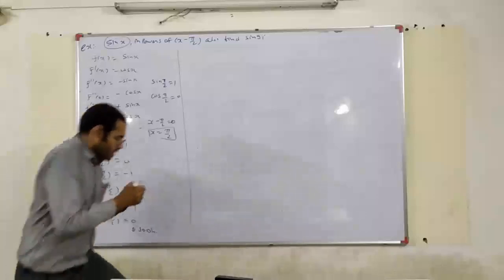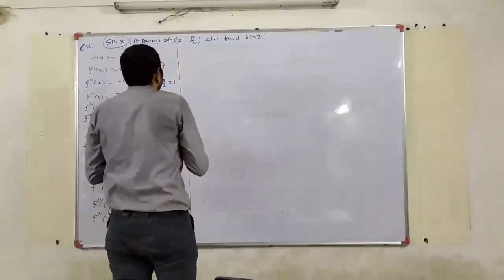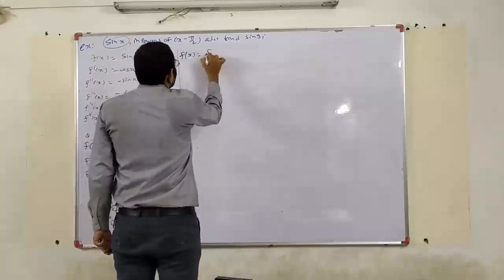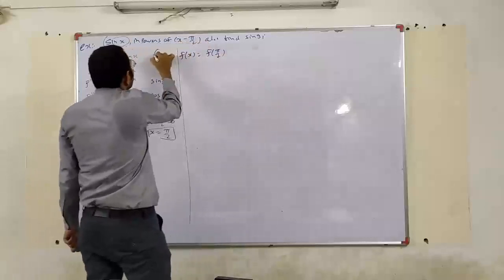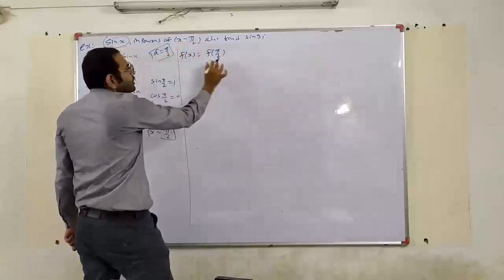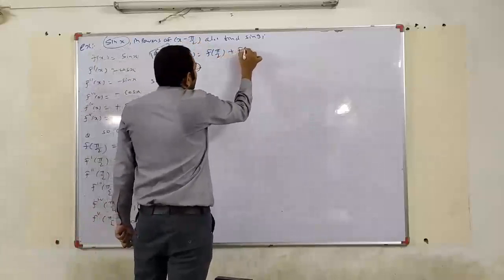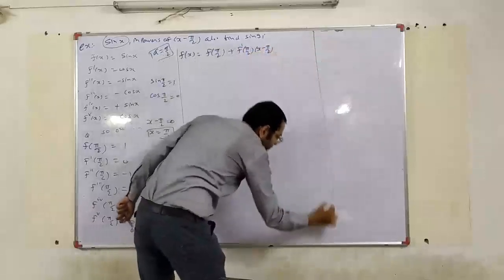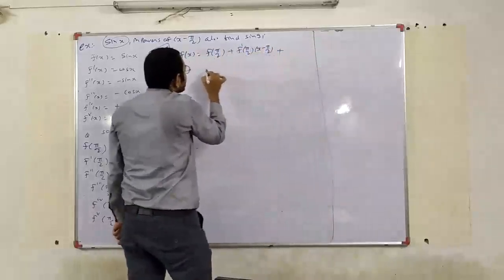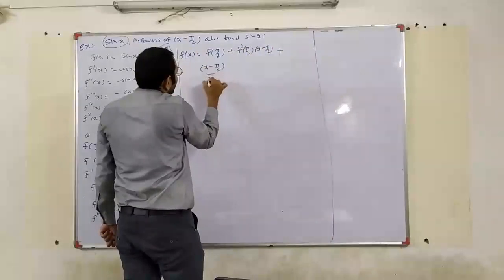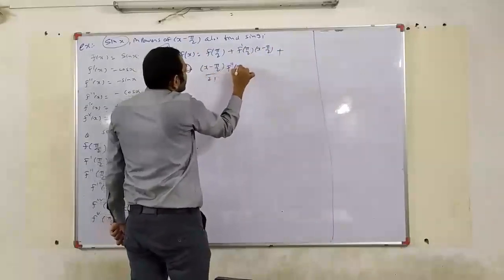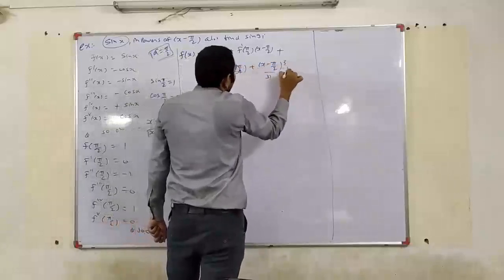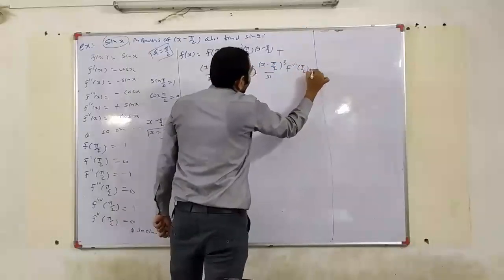Substituting all these values in the Taylor series, here in terms of x minus pi by 2, the value of a is pi by 2. Then we will replace f of pi by 2, plus (x minus pi by 2) f dash of pi by 2, plus (x minus pi by 2) squared by 2 factorial f double dash of pi by 2, plus (x minus pi by 2) cubed by 3 factorial f triple dash of pi by 2, and so on.